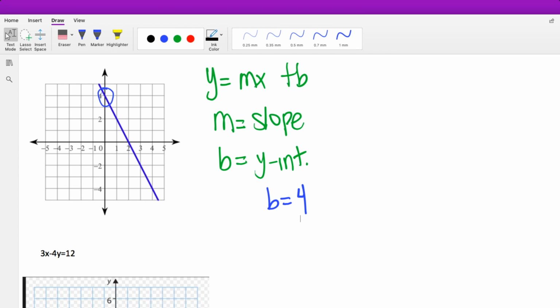And then what else do we need to do? Find our m. Now, how do we find our m? Rise over run, once again.